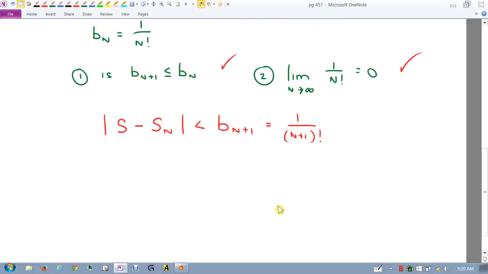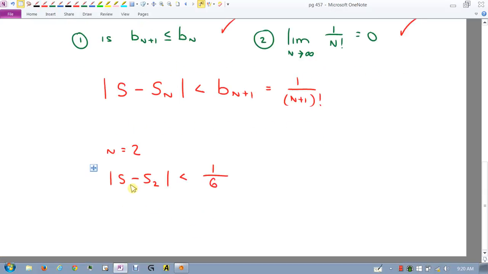So I want to be off by no more than 3 decimal places, so 1/1000. Let me plug in a value of n here. Let's say n is equal to 2. Then my sum minus the second partial sum is less than 1 over, plugging in 2 over there, 3 factorial. 3 factorial is 6. So my error here is 1/6.